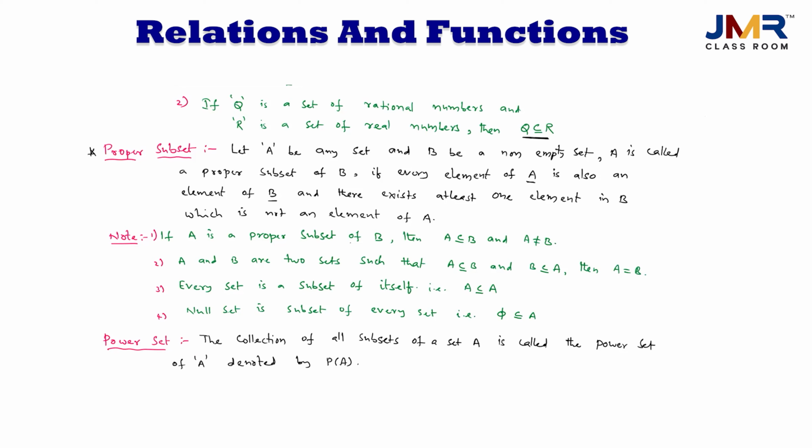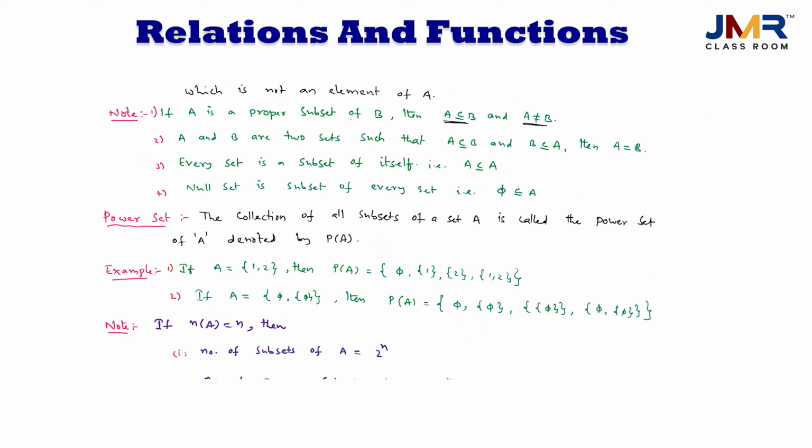If A is a proper subset of B, then we write A ⊂ B and A ≠ B. Second point: if A and B are two sets such that A is a subset of B and B is also a subset of A, then we write A = B. Now, one more important point: every set is a subset of itself. That is, A ⊂ A.